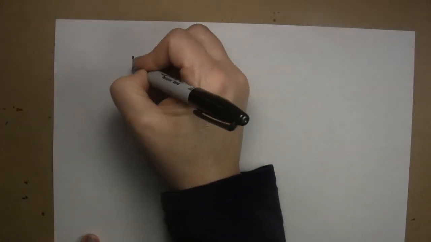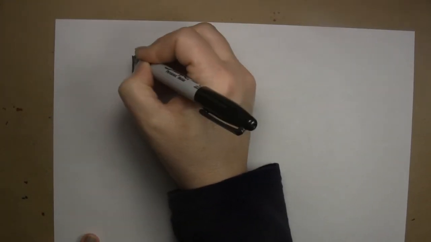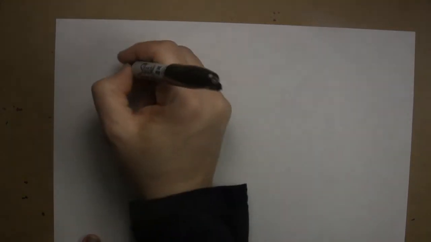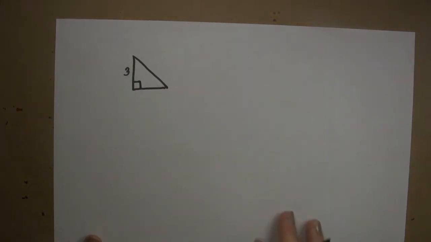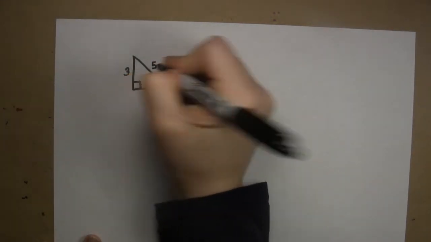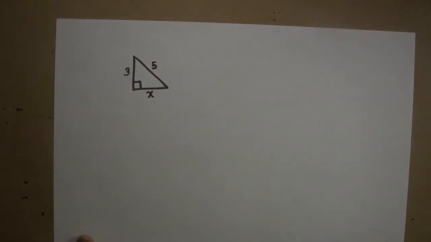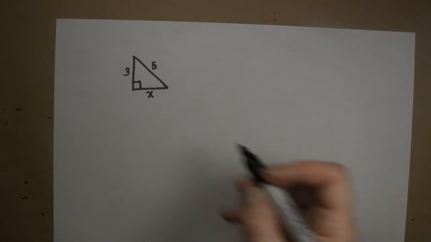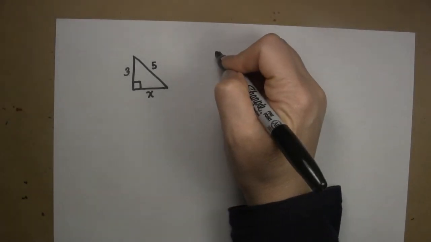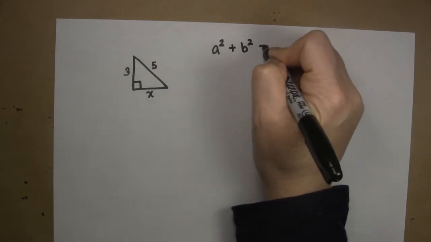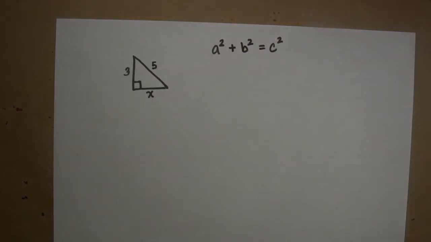Okay, in this example, I will draw another right triangle for you. And this time I will tell you that this side is a 3 and this side over here is a 5. And we do not know what this side is, so we'll call it X. Okay, so we're going to use our Pythagorean theorem to solve this. So the Pythagorean theorem is a squared plus b squared equals c squared. It is such a simple theorem, but it is so powerful.